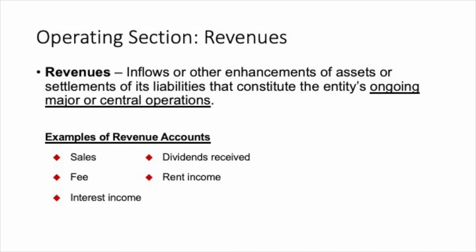So within the operating section, we're going to have revenues. Revenues are inflows or other enhancement of assets or settlements of liabilities that constitute the entity's ongoing major or central operations. The key here is the ongoing major or central operations. Most people can identify inflows or other enhancements of assets or settlements of liabilities. That's the easy part. It's an inflow usually. It's pretty identifiable. The key here is ongoing major or central operations. So this is typically your sales account.